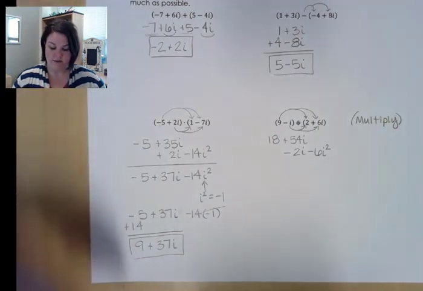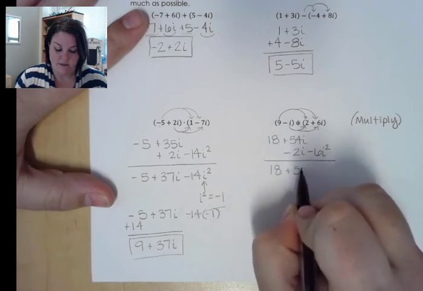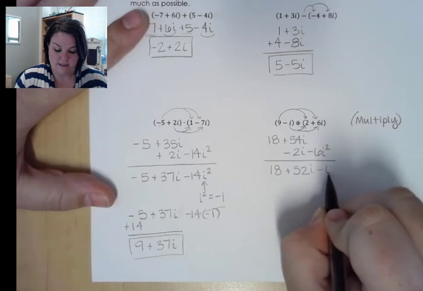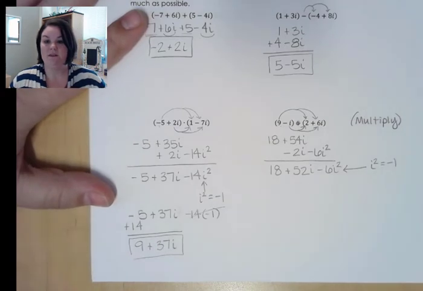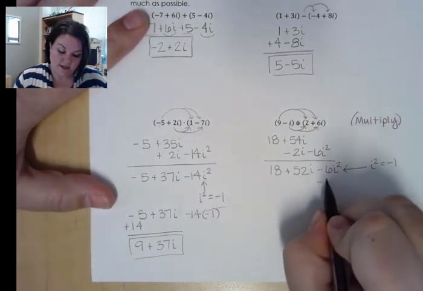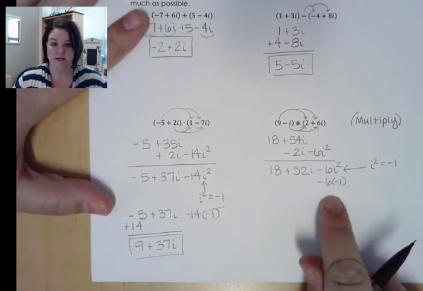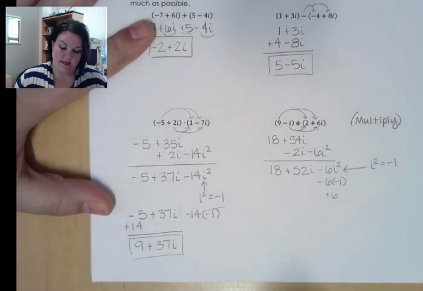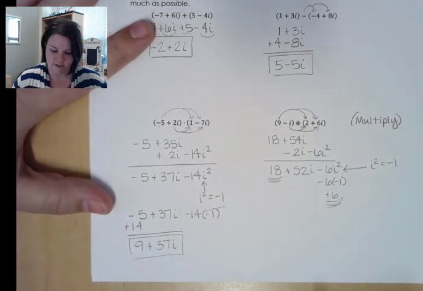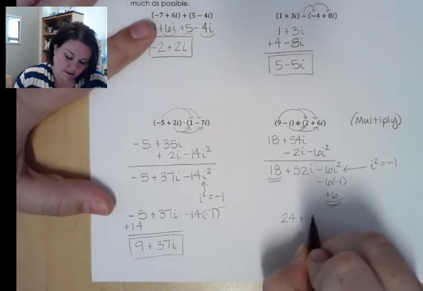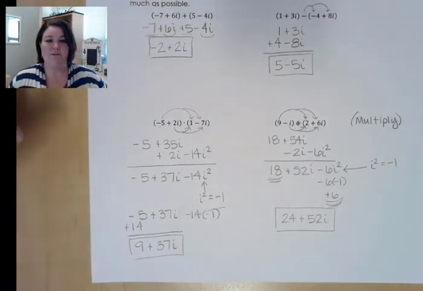Okay, so again, I'm going to go ahead and combine my like terms. So I have 18 plus 52i minus 6i squared. And then remember, we want to replace i squared with -1, right? So if I do -6 times -1, that's going to make it a +6, right? Plus 6. And now I can go ahead and combine this plus 6 and my 18. So 18 plus 6 gives me 24 plus the 52i that I have in that second term. Okay, everybody kind of okay?